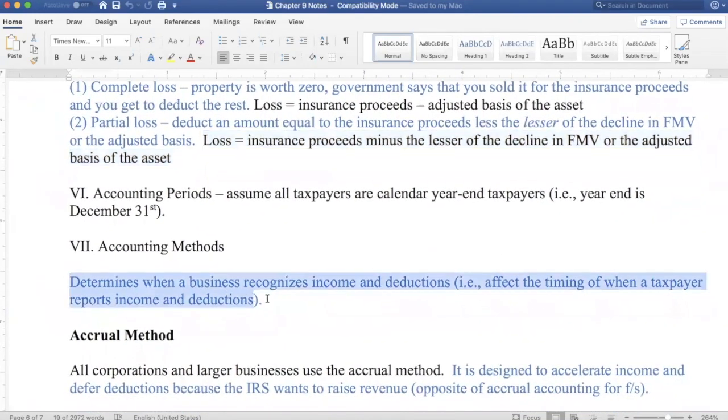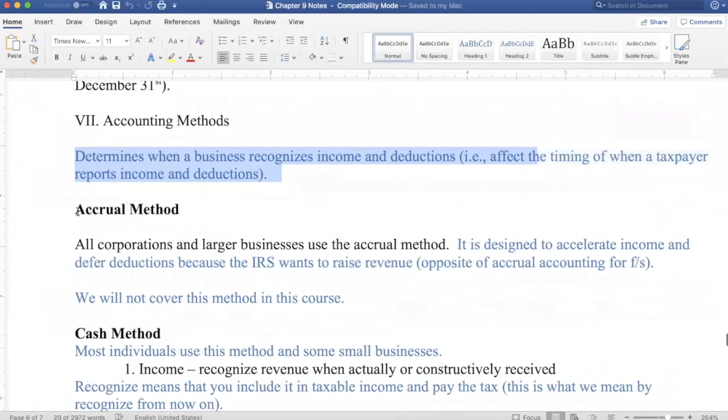When it comes to accounting methods, they matter because they determine when the business recognizes income and deductions. We talk a lot about accrual accounting in financial classes and push how important it is. We don't actually cover accrual accounting in this class. Corporations and large businesses use accrual accounting for tax purposes, but it's kind of flipped. Tax law accrual accounting is designed to accelerate income and defer deductions because the IRS wants to raise revenue. So it's the opposite of what financial statement rules are designed to do.